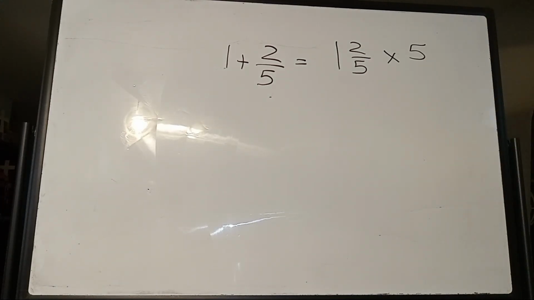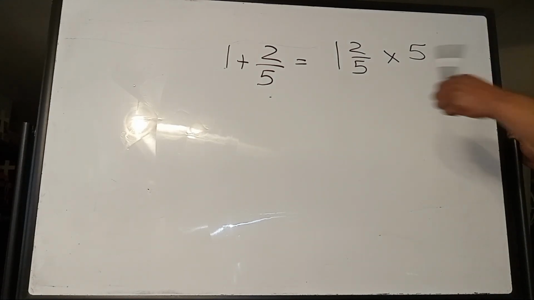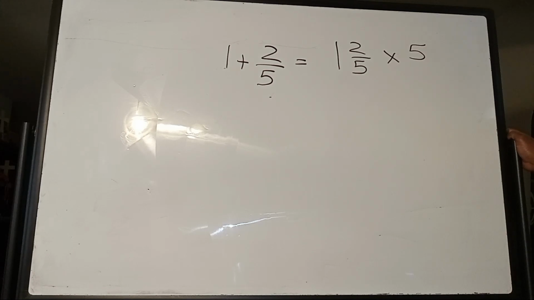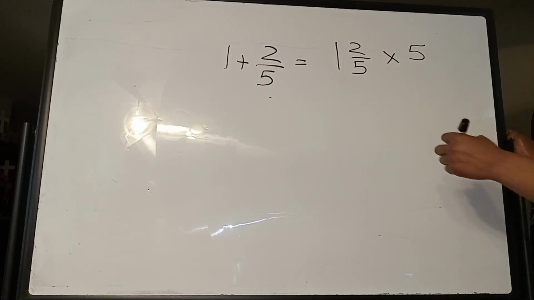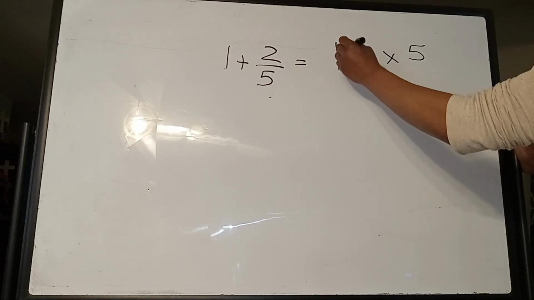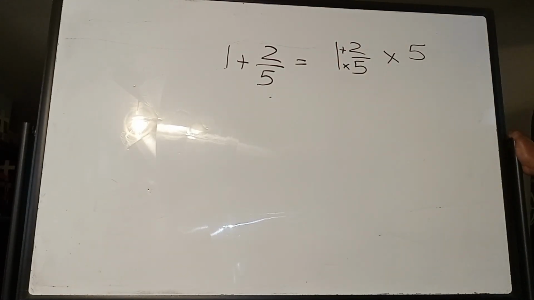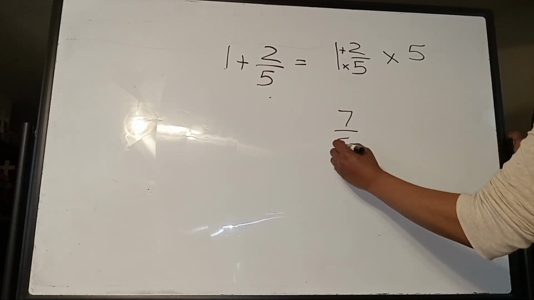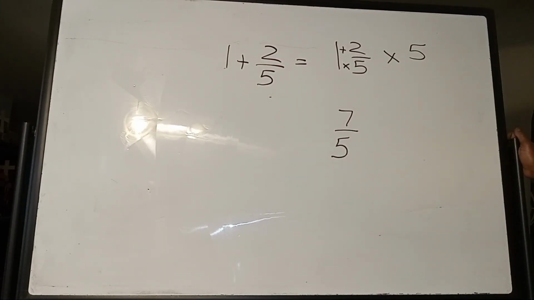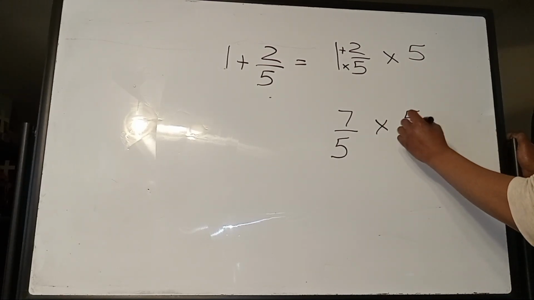But since this is a mixed number, we need to change a mixed number into what? Improper fraction. Exactly. Great job. We need to change this into an improper fraction in order to do the multiplication. So now how do we do that? Times and plus, remember? So 1 times 5 equals 5, plus 2 equals 7. So we get 7 and we keep the denominator of 5. So now we no longer have 1 and 2 over 5. We have 7/5 times 5 over 1.